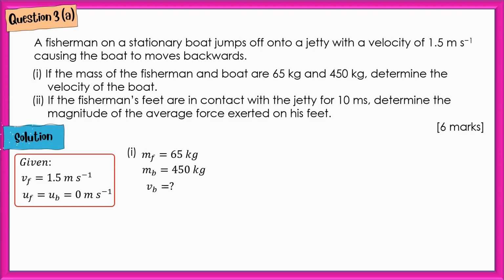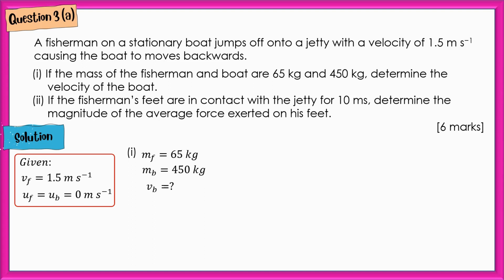Question number 3a. A fisherman on a stationary boat jumps off onto a jetty with a velocity of 1.5 meter per second, causing the boat to move backward. Referring to the question, we get that the final velocity for the fisherman, Vf, is equal to 1.5 meter per second. And the hidden information is, because the fisherman and the boat are initially stationary, U for the fisherman and boat is equal to 0.